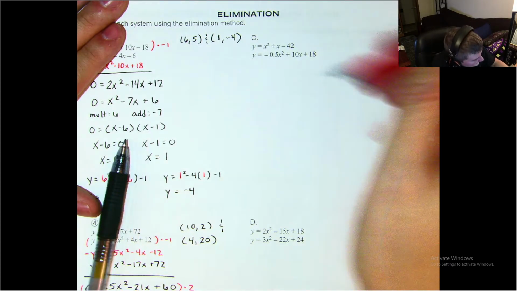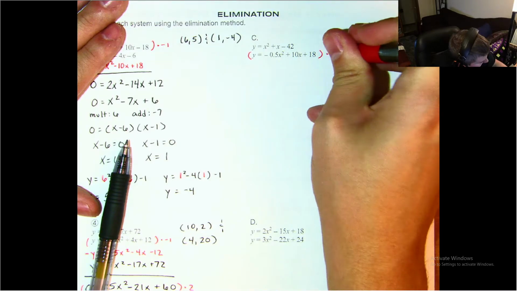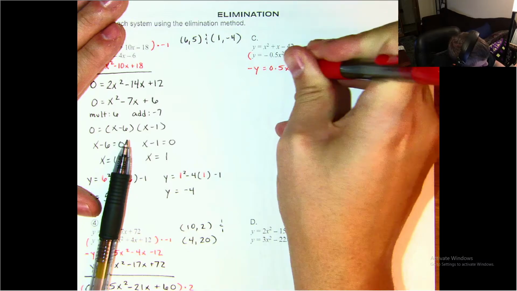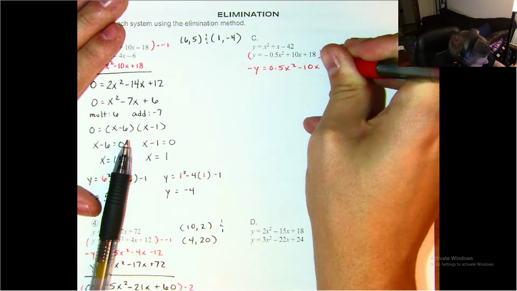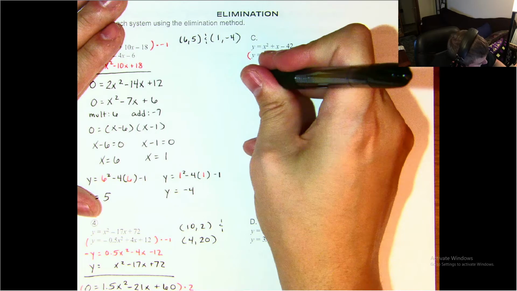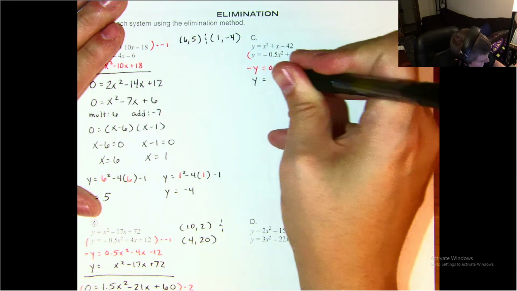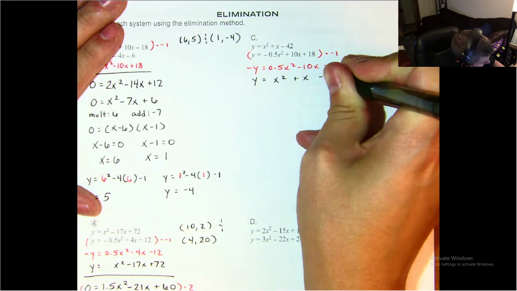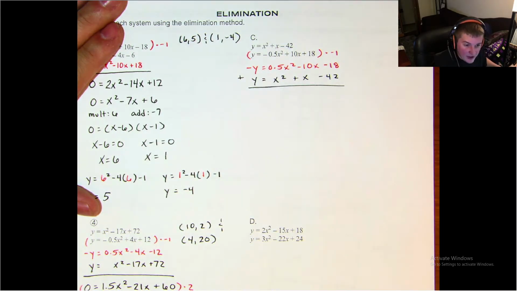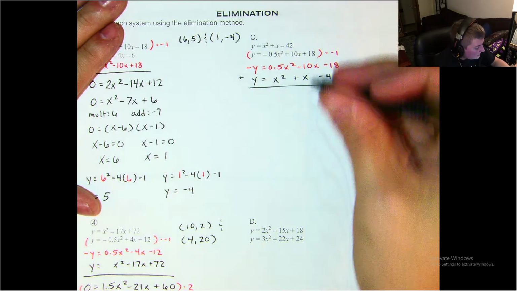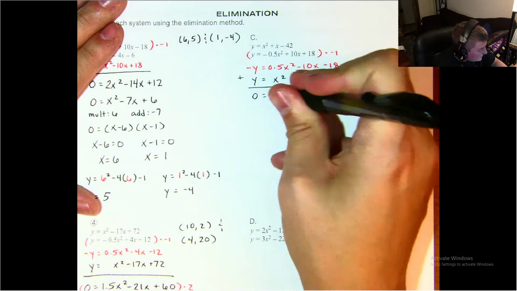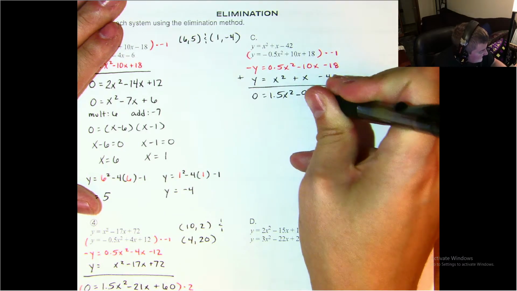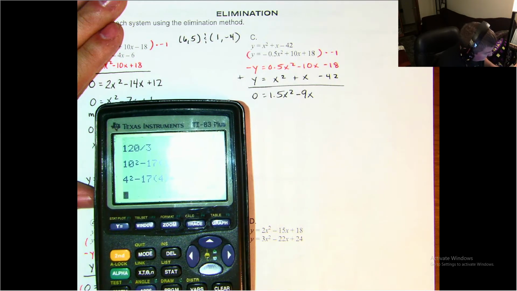So I'm going to multiply this bottom one by negative 1, to get the opposite of y is equal to 0.5x squared minus 10x minus 18, to create opposites in my y's, as you can see I have here. Okay, and then now I can add them now that I have opposites. So that means y minus y, that's 0. This is 1.5x squared. This is minus 9x, negative 18, and 42.